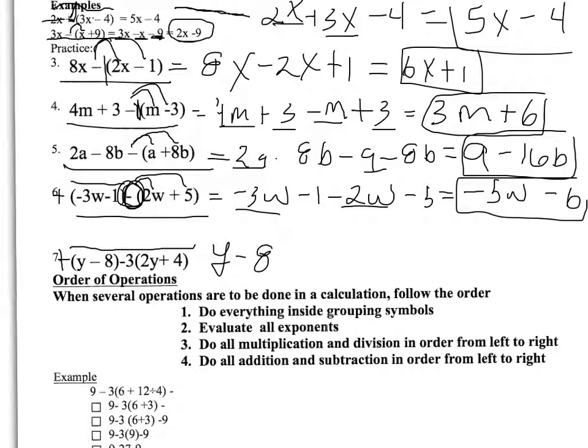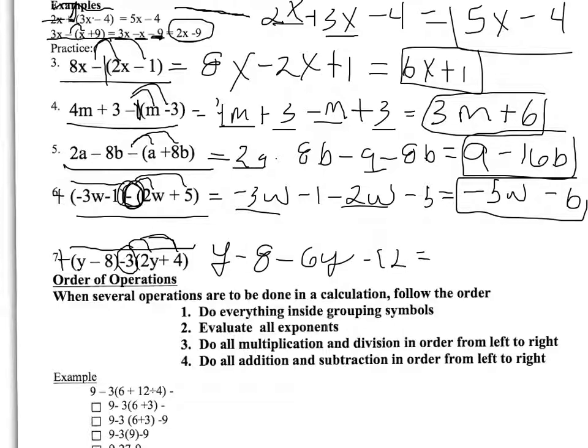Before the second set of parentheses, not only do we have a negative, we have a negative 3. So we need to multiply this negative 3 by the first term here. We need to multiply the negative 3 by the second term. So negative 3 times our 2y is negative 6y. Negative 3 times our 4 is negative 12.